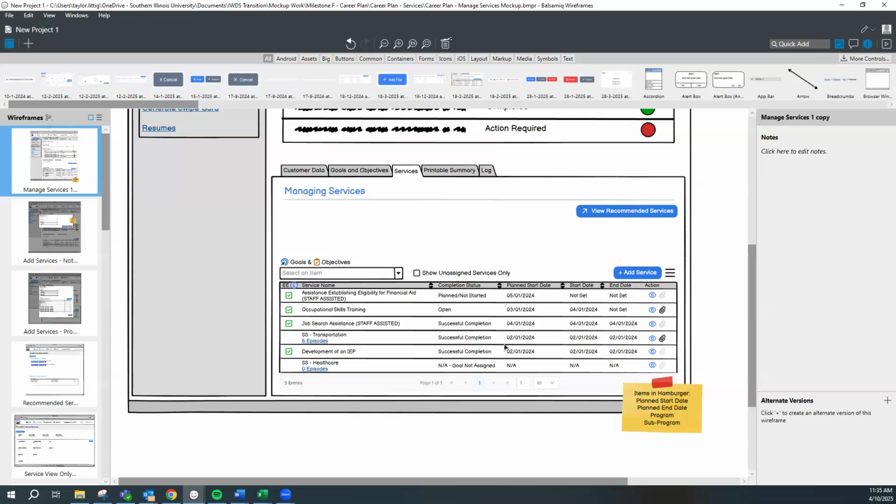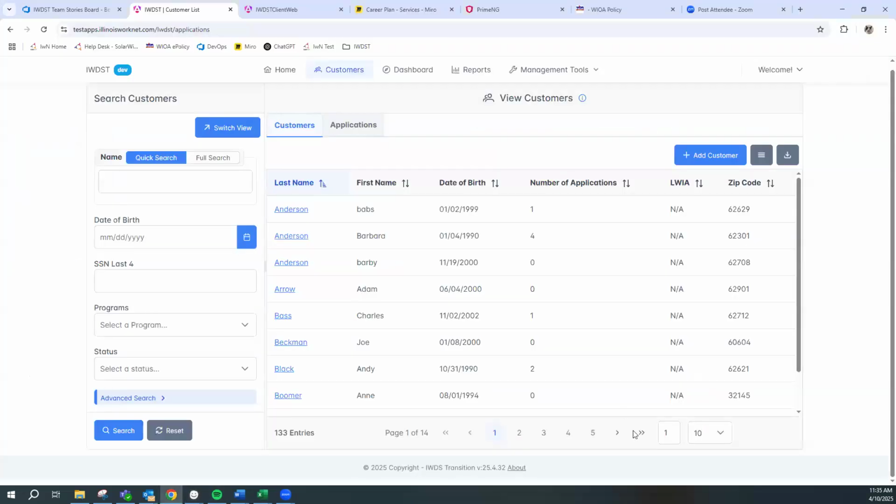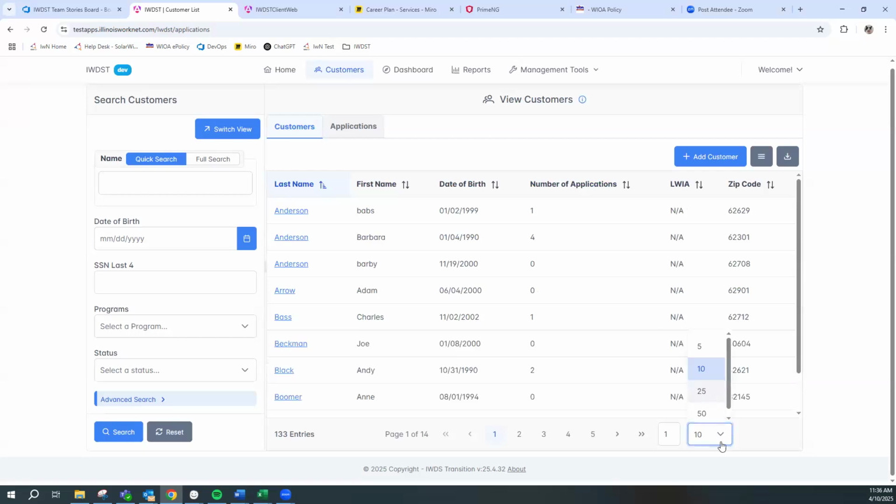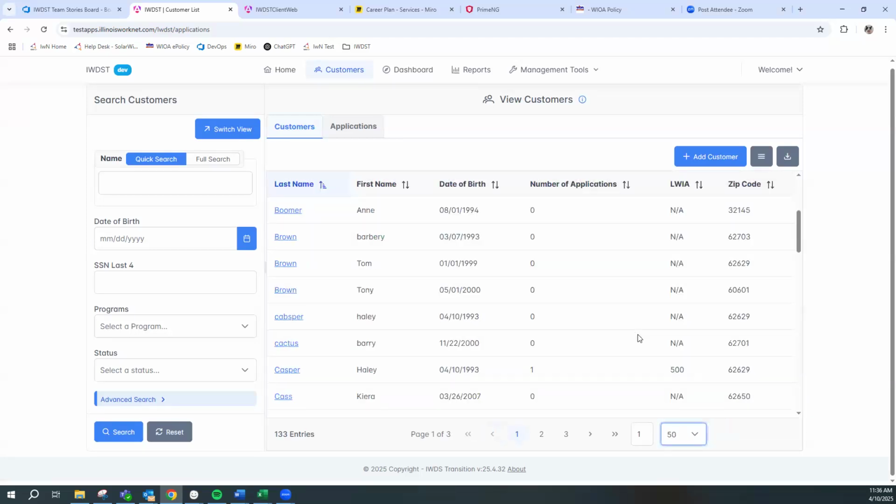Okay. So if you have 12 services and it's defaulted to 10 per page, you'd have 2 pages, with the first 10 here, and you'd click over to page 2 to see the other 2 services. So if we had it defaulted to 30, then all 30 services would show, right? Yep, it would work just like this here. You can change it to 5, 10, 25, or 50, the 4 defaults we use.